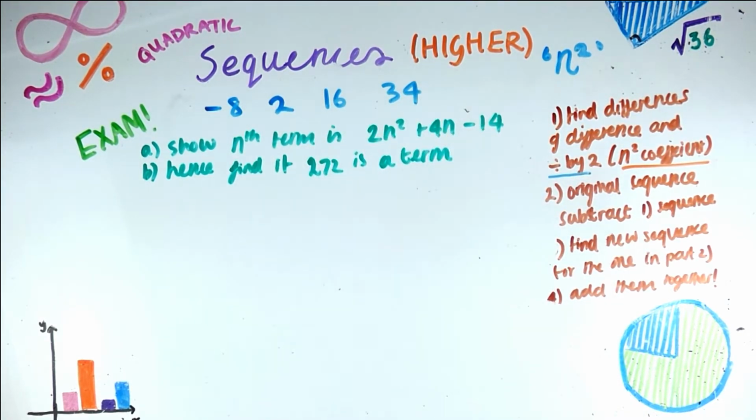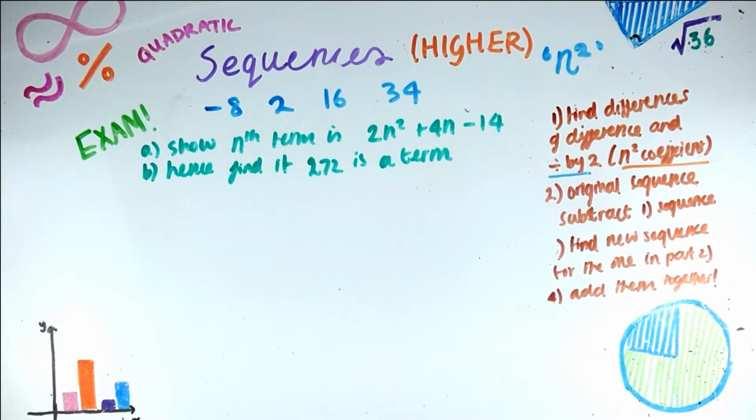Okay, so this question has two parts. We've been given a sequence, minus 8, 2, 16 and 34, and it says part A, show that the nth term of the sequence is 2n squared plus 4n minus 14. So basically we're going to work out what we've just been doing and then hope that we get the same answer, otherwise try again. And then part B, hence find if 272 is a term in the sequence.